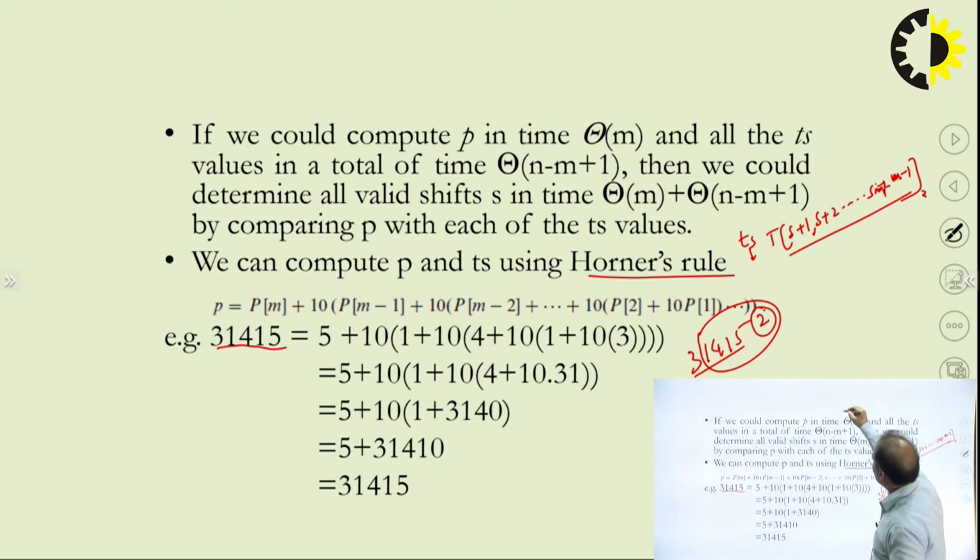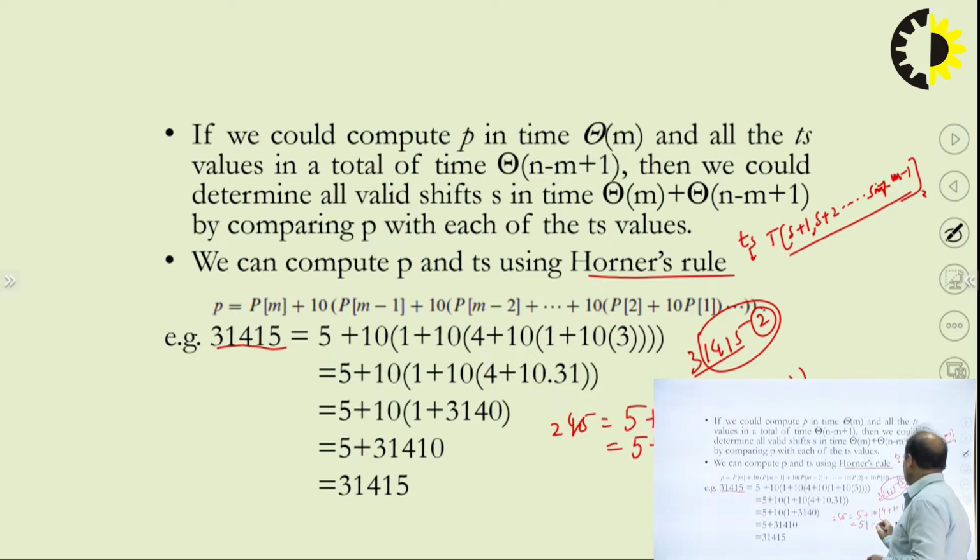Suppose we want to calculate the integer value of 245. Horner's rule is very simple. It says 5 plus 10 times, then 4 plus 10 times 2. You see, this is minimizing the number of multiplications. So this will be 4 plus 20, which is 24. Then it becomes 5 plus 240, and this becomes 245, right? So this is a very efficient method which can compute the decimal value of any shift, right?